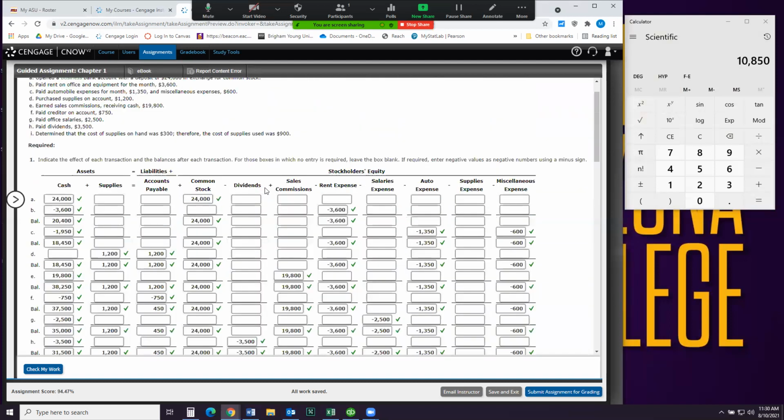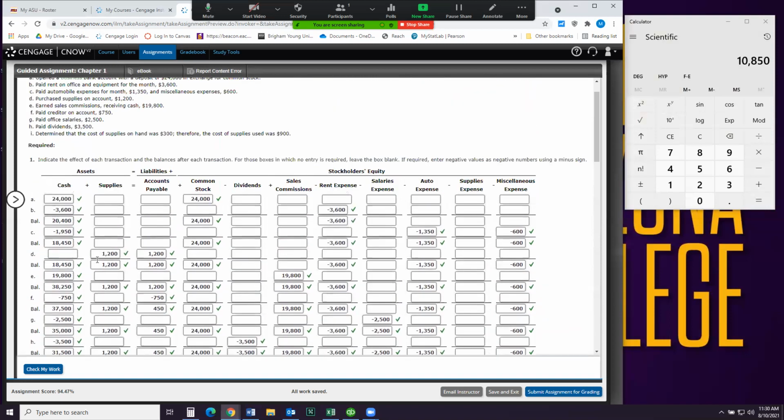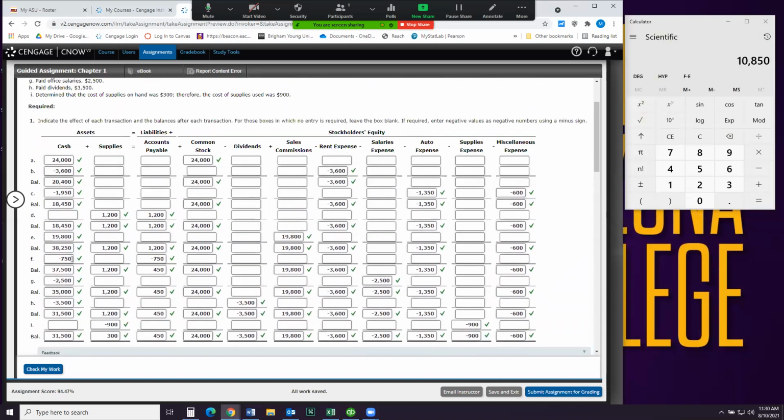So if we scroll back up here, we can see our only two assets were cash and supplies. Our only liability was accounts payable. And our only stockholders' equity at the end is common stock and retained earnings. All of these items here, they are all part of retained earnings. Dividends reduce retained earnings, revenues increase it, expenses decrease it. Okay. So all I have to really do is look at the balances of each of these at the end of the month. So for assets, I have cash and supplies.